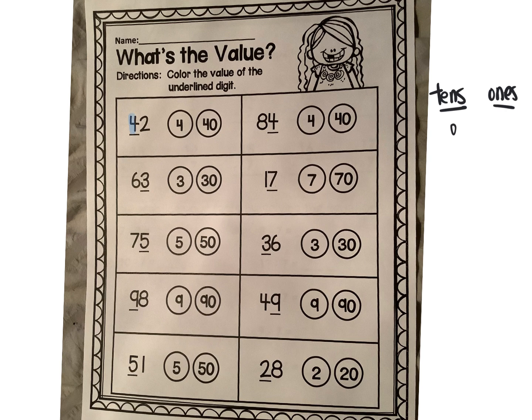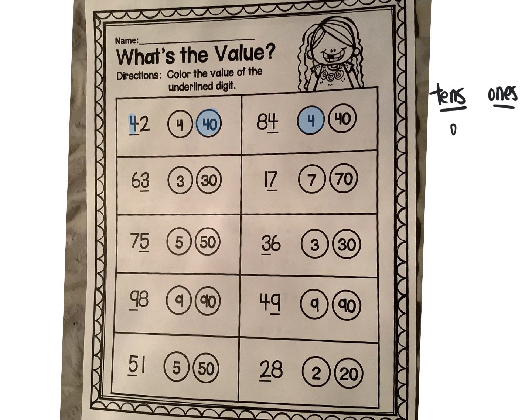So if I look at this 4 right here and it's underlined, it's going to be in the tens place. So I'm going to color in 40 because that's how much it's worth. But on 84, that 4 is underlined and that's in the ones place. So there's no 0, it's just 4.